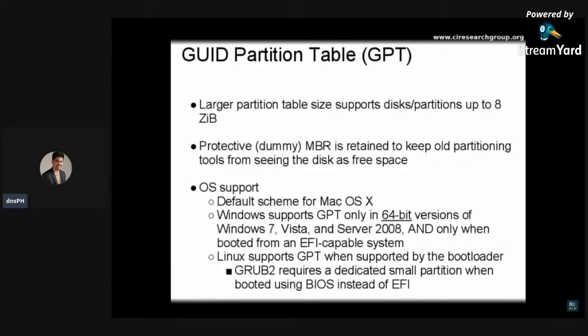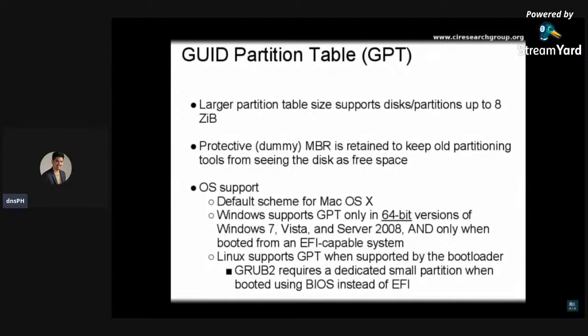However, as hard drives become larger and grow past 2 terabytes, the GUID partition table, or GPT, starts to be used. This is a larger partition table that can support disks or partitions up to 8 zebibytes in size. For compatibility with old partitioning tools, to prevent old tools from overwriting sections of the disk and seeing it as free space, a protective or dummy master boot record is retained at the beginning of the disk.